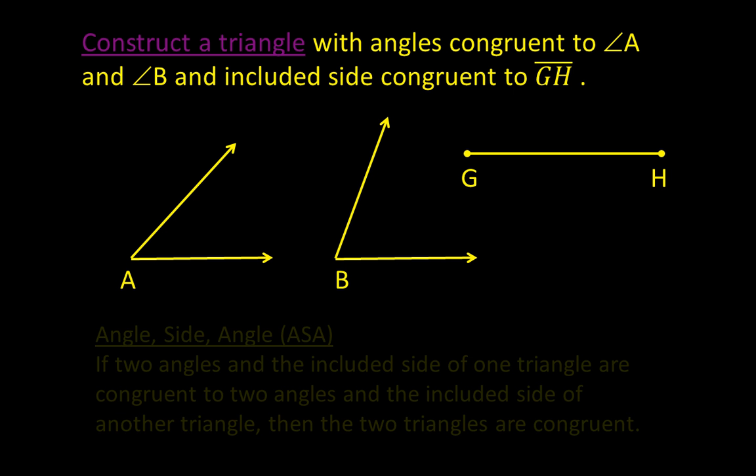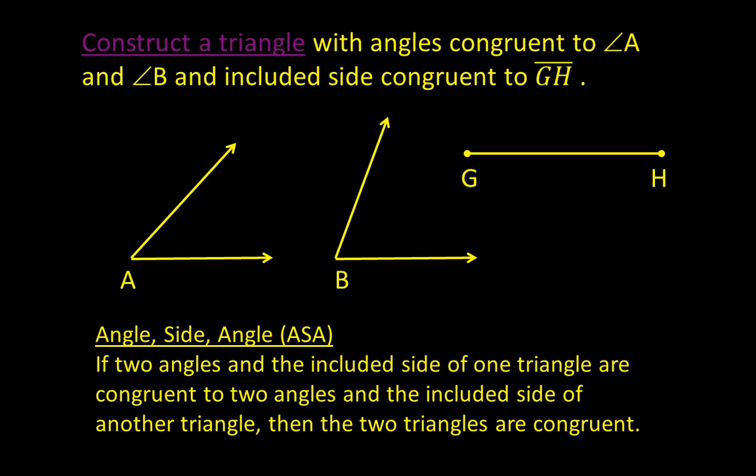So this construction is an example of another triangle congruence theorem that's called angle side angle. And this theorem says if two angles and the included side of one triangle are congruent to two angles and the included side of another triangle, then the two triangles are congruent. So since we constructed two angles and an included side that were congruent to these angles and an included side, then we know that we have constructed the parts of a triangle that are congruent to the triangle that can be made with these pieces.